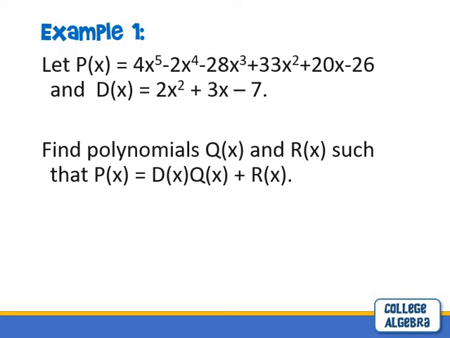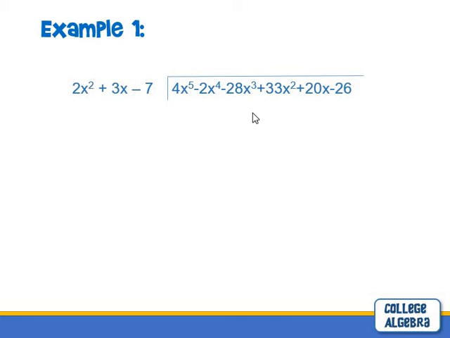So we have an example here of long division of polynomials. The question gives me two polynomials called p of x and d of x and says find polynomials q of x and r of x such that p of x is equal to d of x times q of x plus r of x. Or in other words, we're going to divide d into p and find the quotient and the remainder. So we're going to set up our long division.